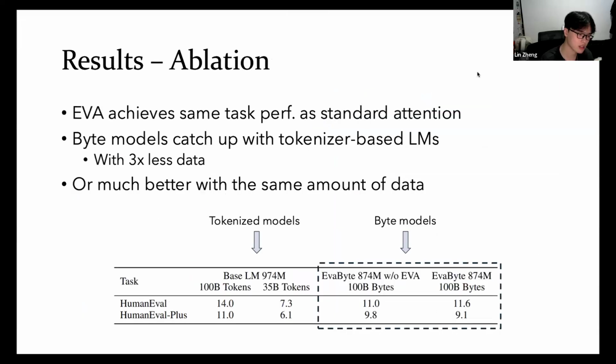We also did a lot of evaluation studies to examine the components. For example, the model with EVA achieved the very same performance as standard attention mechanisms. This verifies the effectiveness and scalability of EVA, despite the very limited scale: it's only a 1 billion parameter model with 100 billion bytes. When comparing byte models and tokenizer-based models, we found the byte model catches up with the tokenized model very quickly, matching performance with much less data, like 3x less. Or when comparing them under the same amount of data, byte models perform much better. So this again validates our hypothesis of data efficiency.